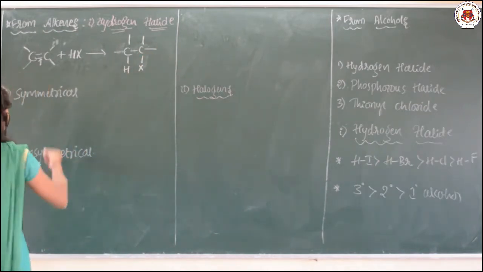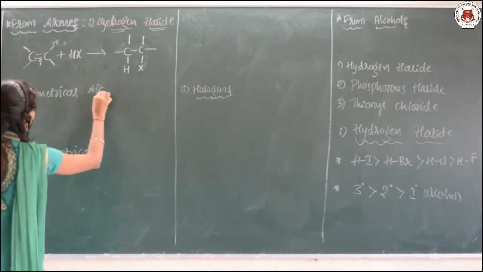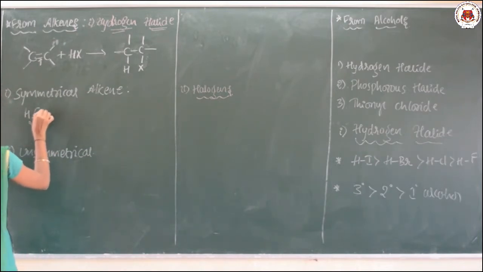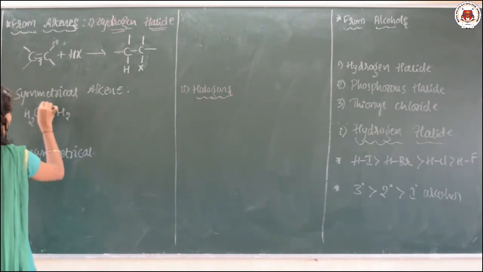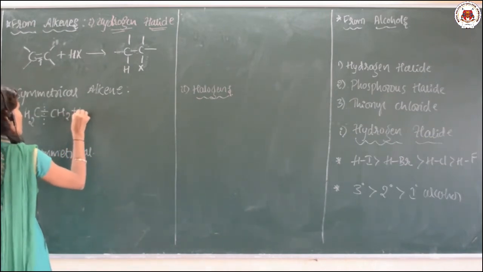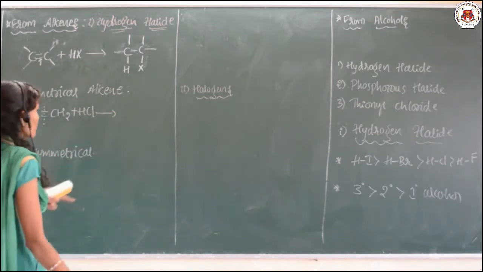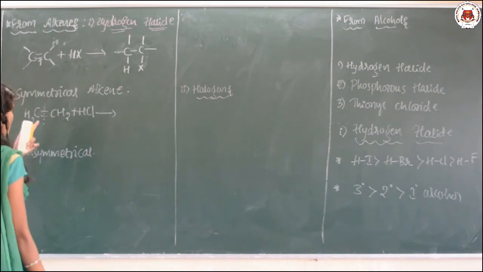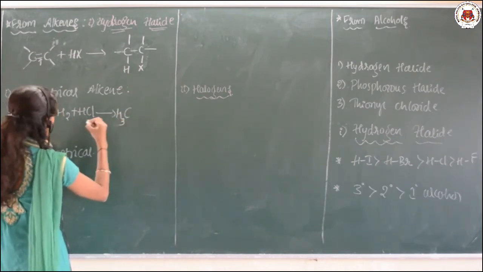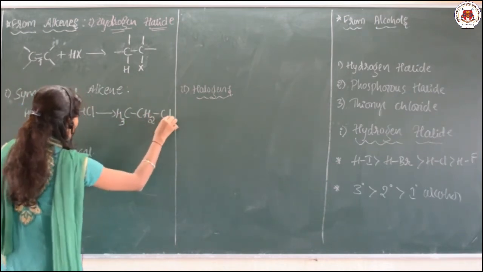Let me explain by taking two examples. One is a symmetrical alkene. For example, ethene is a symmetrical alkene. We can break this symmetrical alkene symmetrically. For ethene, if I am adding HCl, that is a hydrogen halide, HCl is hydrochloric acid, what happens? One H will attach to this CH2, it becomes CH3, and the double bond is reduced to a single bond, CH2Cl.